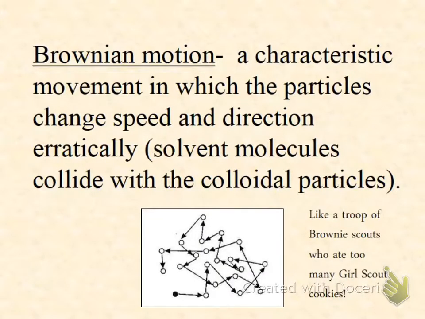Brownian motion is a characteristic movement in which the particles change speed and direction. It's very erratic, and it's because the solvent molecules are colliding with the colloidal particles, okay? And so it's a random movement. And you can actually see that under a microscope. It's kind of cool.